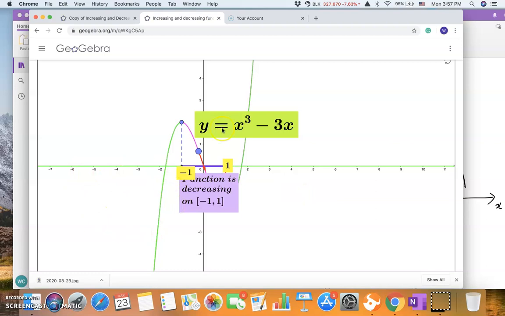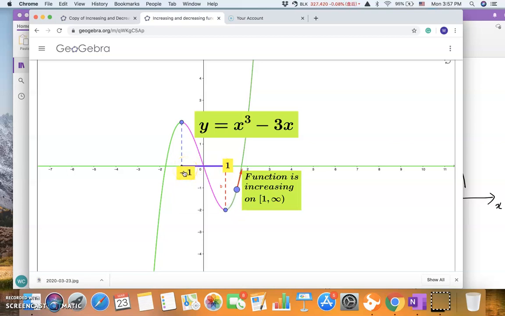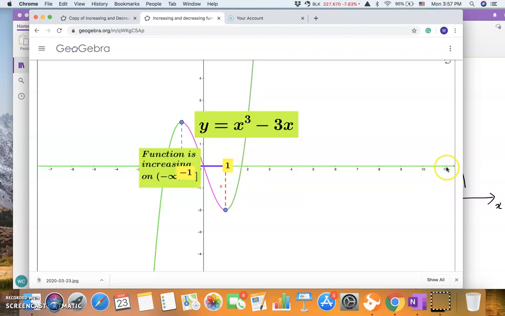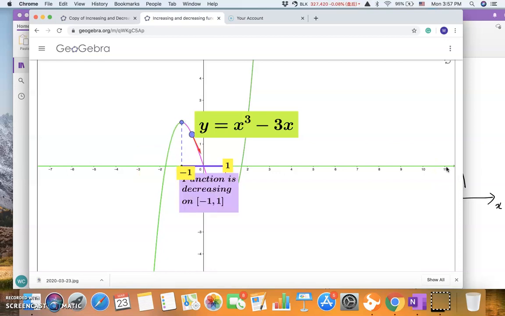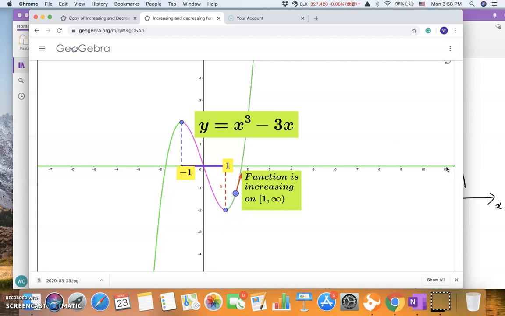So this function is increasing from negative infinity to -1, and it is decreasing from -1 to +1, and it is increasing from +1 to positive infinity. Now here, please remember that when we are talking about the interval on which the function is increasing or decreasing, we are talking about the x values, not the y values.